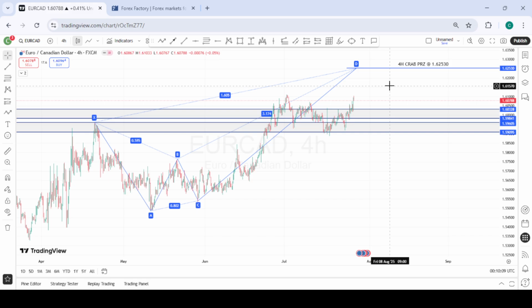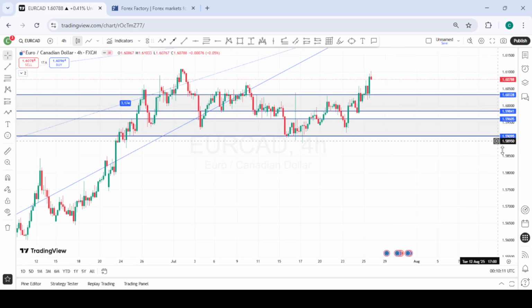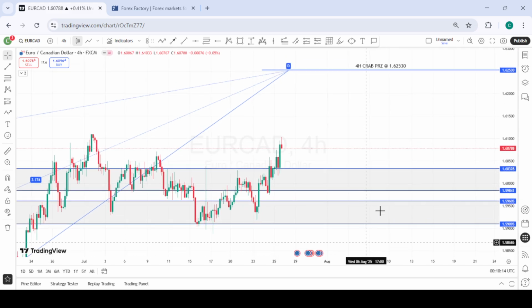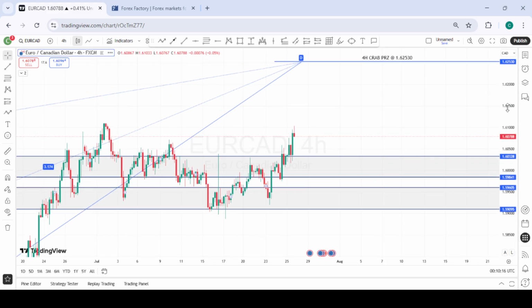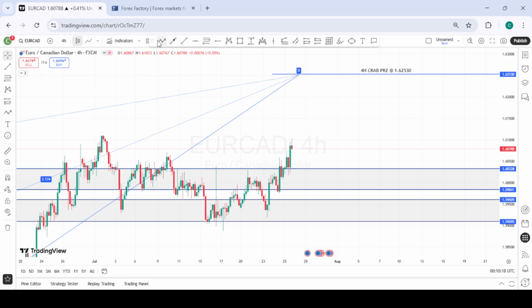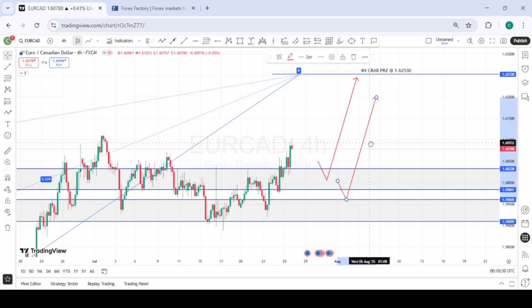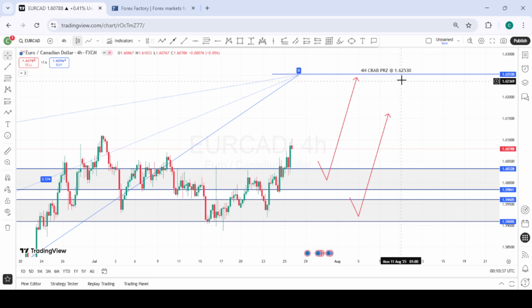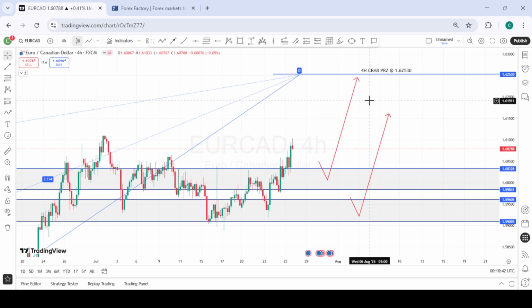So what we'll be looking out for as our entry opportunities to complete this crab pattern is we'll be expecting a possible pullback into this first zone or first area of interest, get reversal patterns or bullish confirmations, and then we take our buys from there to complete the crab pattern, or wait for price to drop a bit further to the second zone below, and then we'll look for buying opportunities to take to the upside to complete this potential crab pattern on EURCAD.